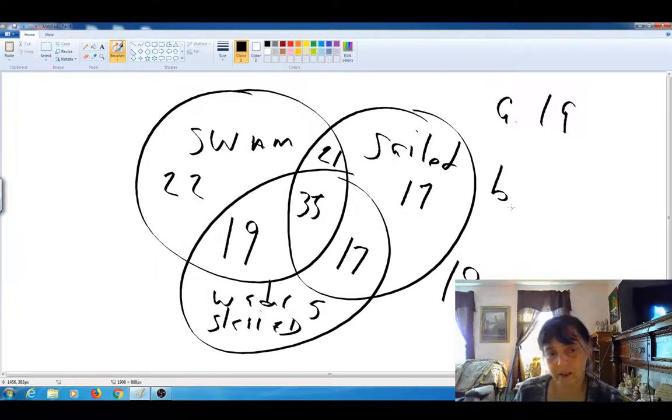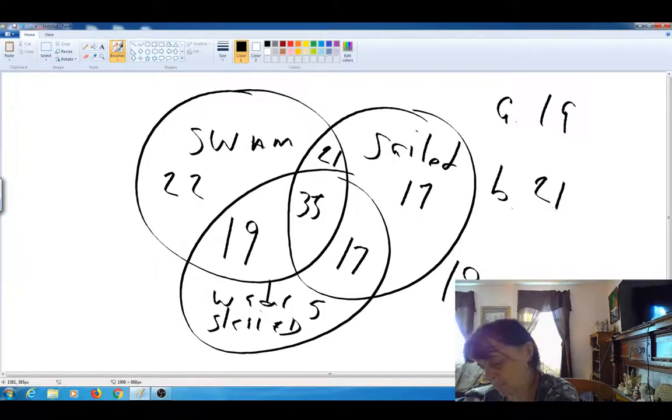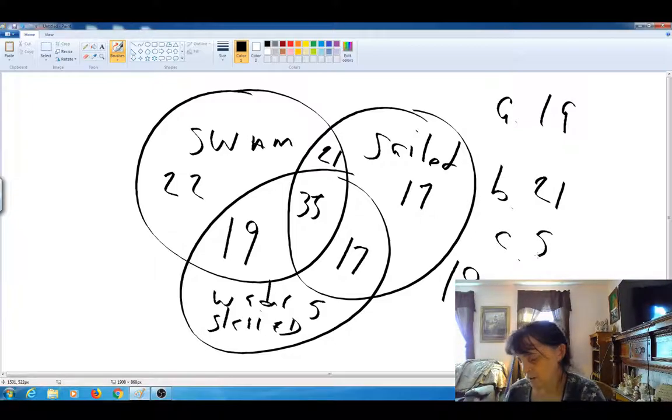Swimming and sailing only, 21. Only water skiing is 5. Okay, I'm not going to do the pizza problem because I did that on the other one, the same exact problem. Okay, now number 15.